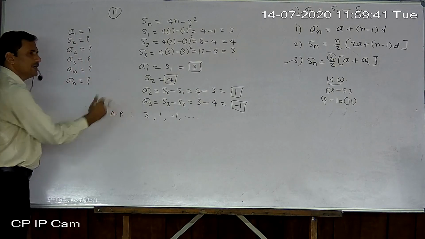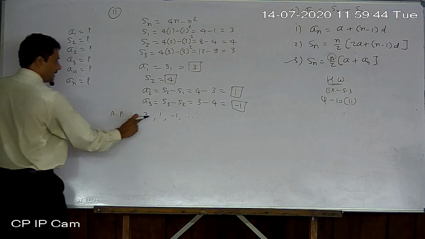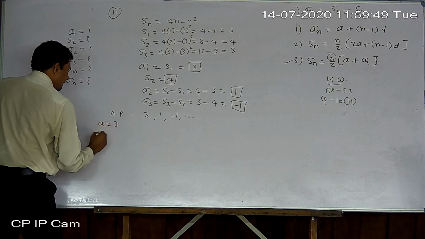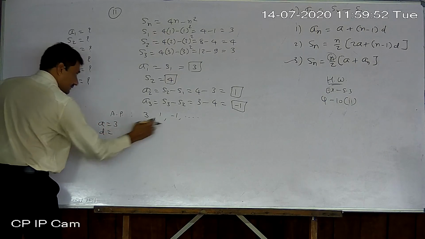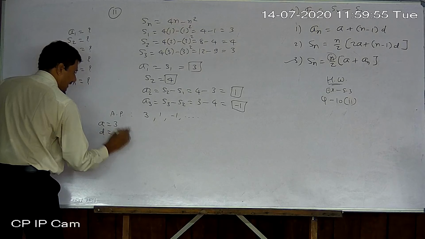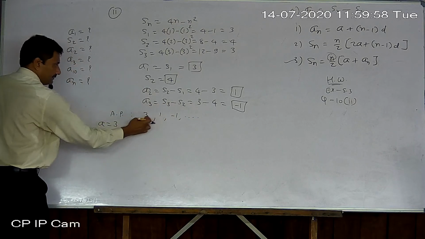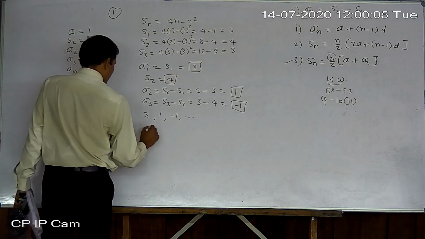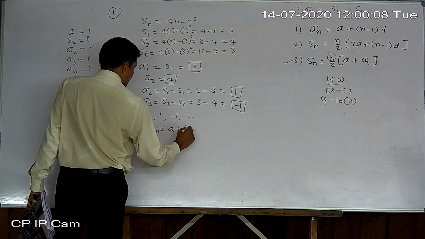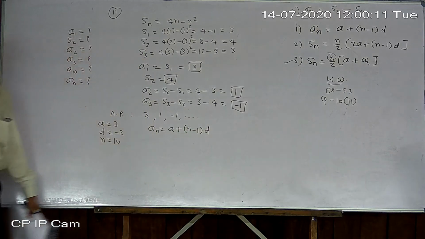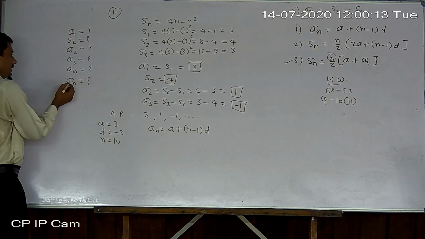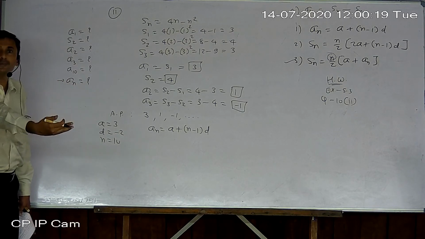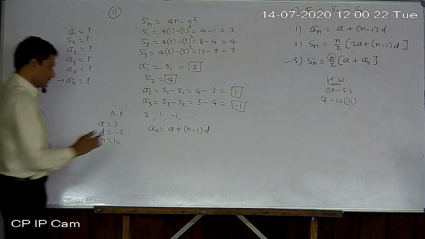Now whatever they ask, we can find, because we have A and D also, and they have given N. So now A is 3, and D is 1 minus 3, which is minus 2. Look here, second term minus first term. So write down that AN equals A plus N minus 1 times D. But here we first find AN only and keep N as it is, then we will put the value of N as 10.